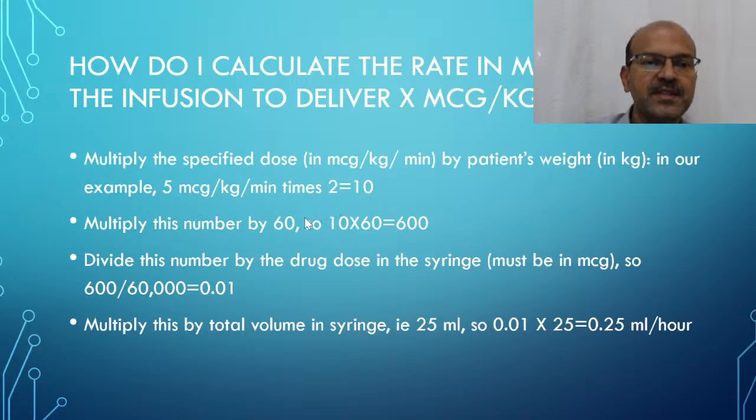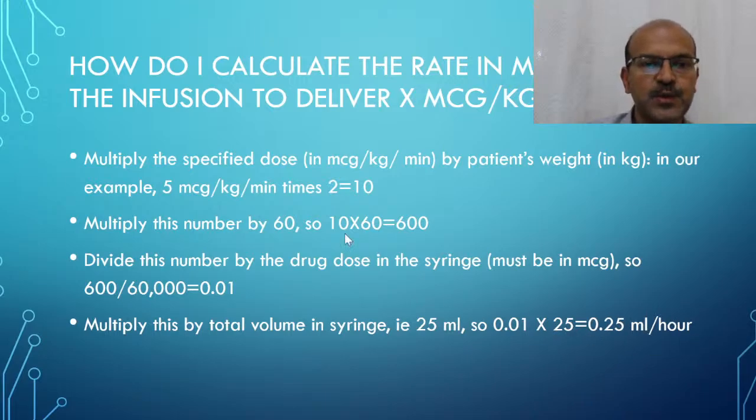And then you multiply this number by 60 for 1 hour. So 10 times 60 is 600. And divide this number by the drug dose in the syringe. So we calculated 60,000 micrograms. So 600 divided by 60,000 is 0.01. And you have to multiply this by the total volume in the syringe, that is 25 ml. So 0.01 times 25 is 0.25 ml per hour.